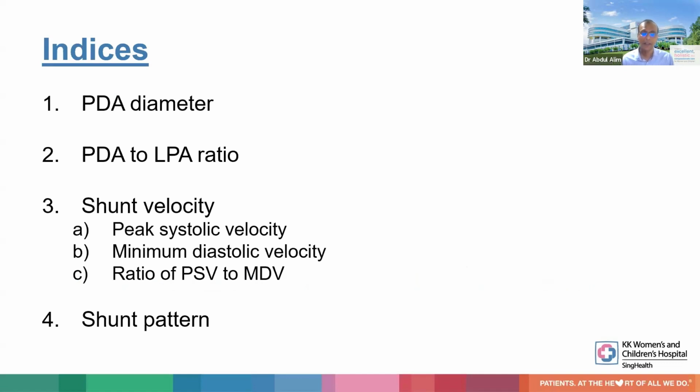One is PDA diameter, which is easy to measure and is the most important measurement. Second is the PDA to left pulmonary artery ratio. Third is the shunt velocity: the peak systolic velocity of the PDA, the minimum diastolic velocity of the PDA, and the ratio between these two. The fourth is not really an index, but an objective assessment of the shunt pattern. This is one of the most commonly used indices. I use it in clinical use. In your institutions, you may use slightly different indices, but we can talk about that later.